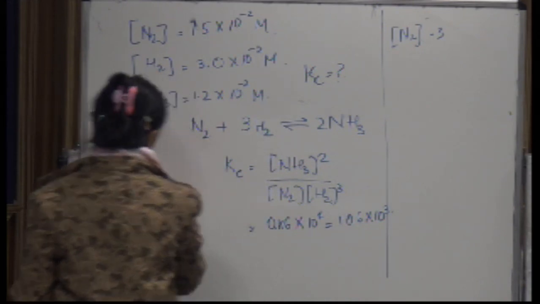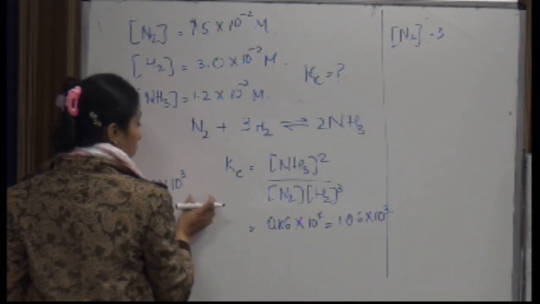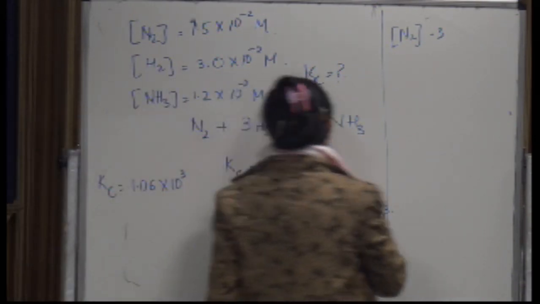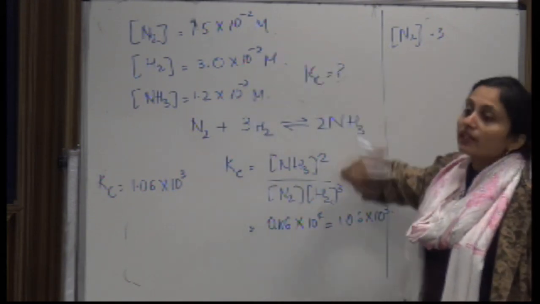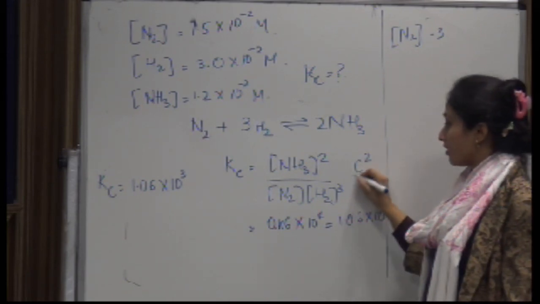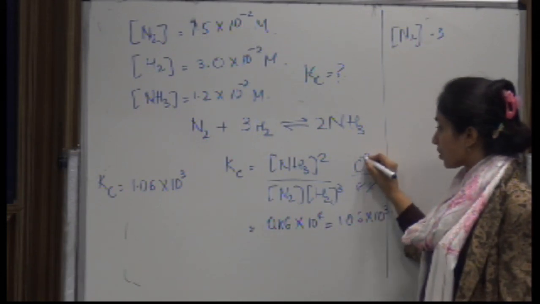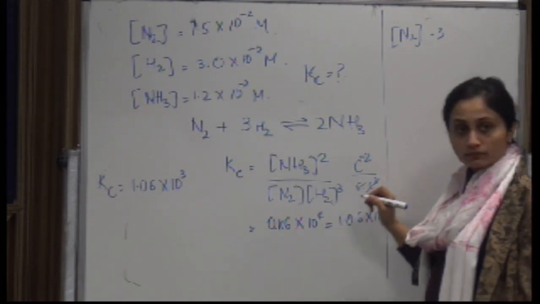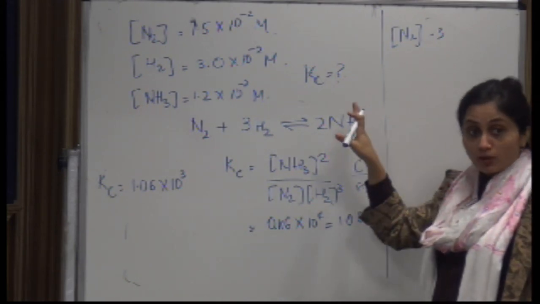One important thing that comes here is, now your Kc is turning out to be 1.06 into 10 to the power 3. What will be the units of Kc? The units of Kc will be according to these concentration terms only. This is the concentration maybe in molar here, or it can be any other unit that is given to you. So that will be equal to the concentration square upon concentration into concentration cube. So the net will be concentration to the power minus 2, because it will be 2 minus 4. So it is a ratio of the concentrations according to each of the stoichiometric coefficients that you have.